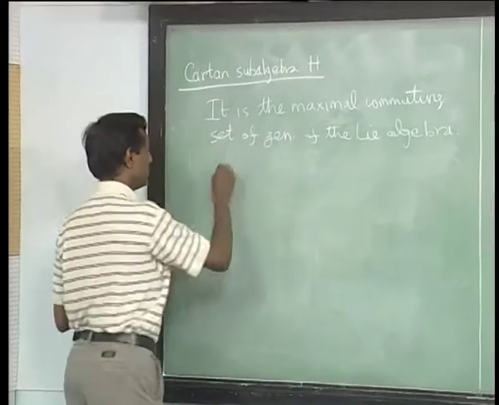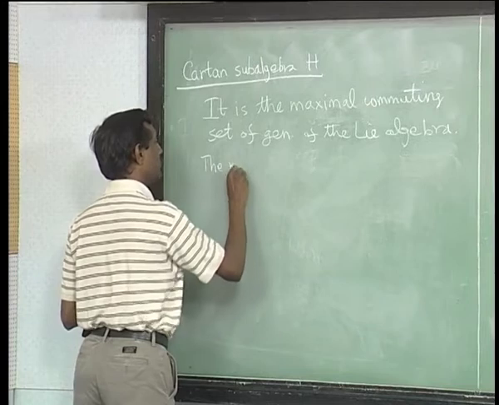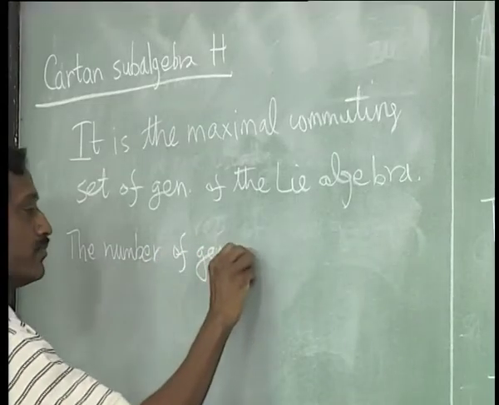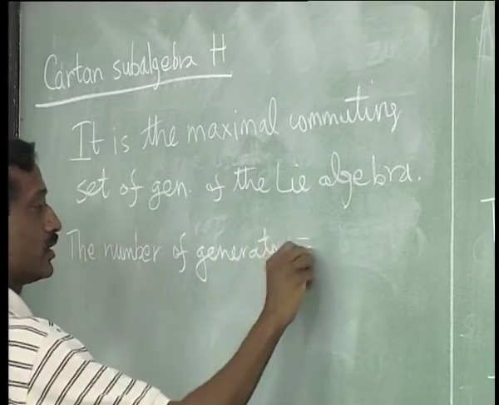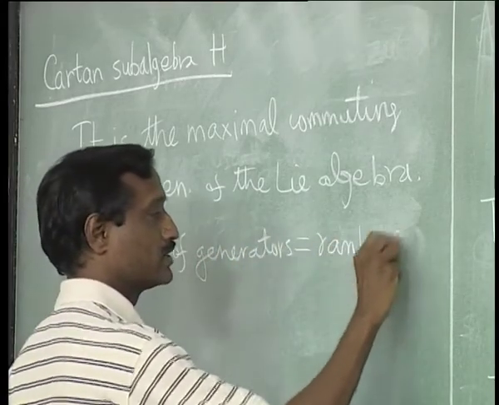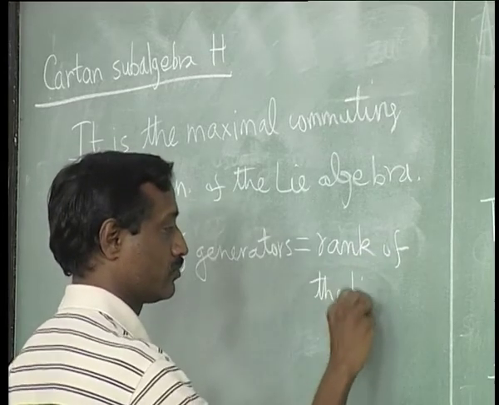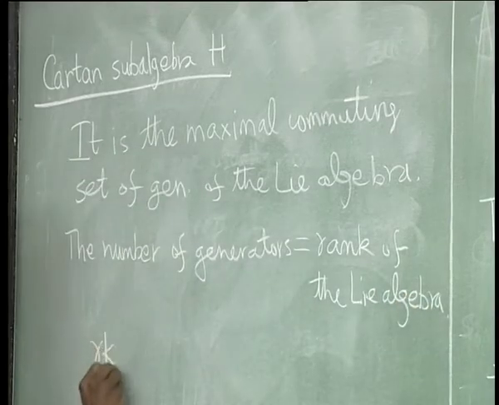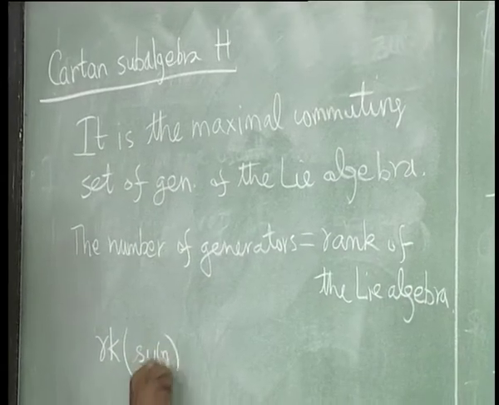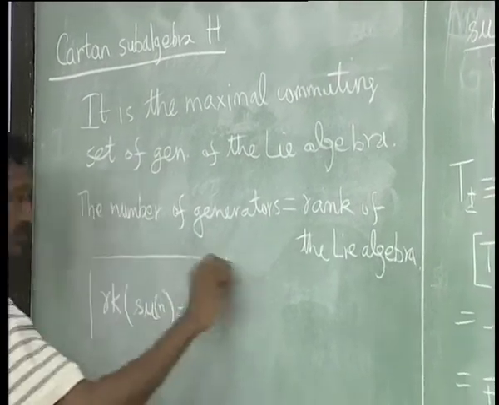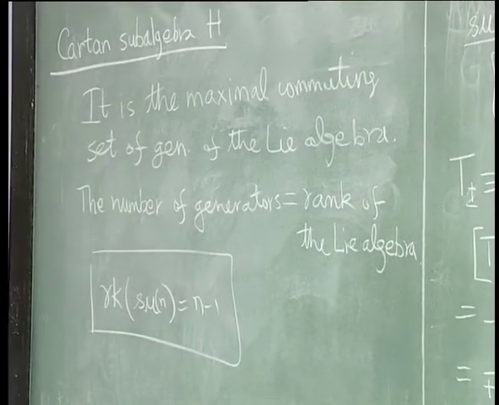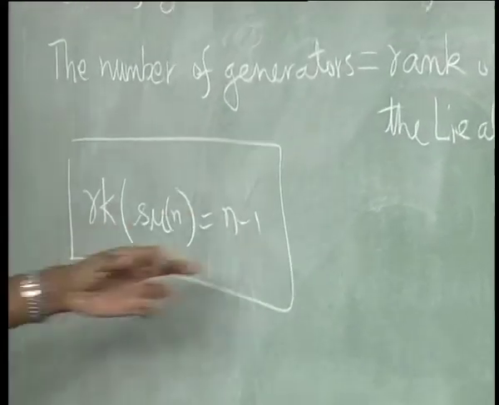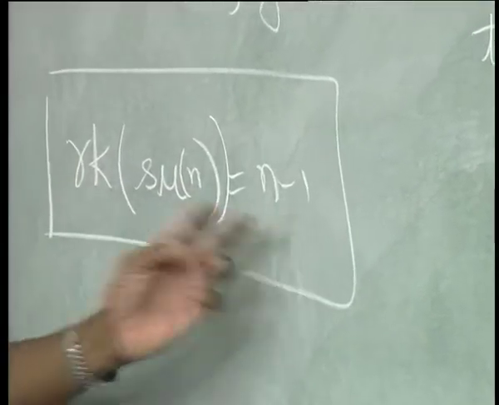Okay. So, the number of such generators is called the rank of the Lie algebra. Okay. So, what we see is that the rank of SUN turns out to be n minus 1. Okay. So, for n equal to 2, which is SU2, there is 1 generator, for SU3 there are 2 generators, so on and so forth.